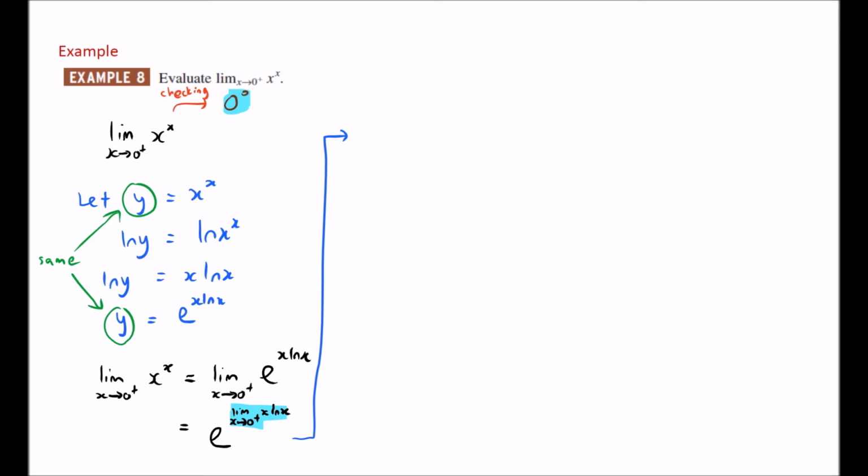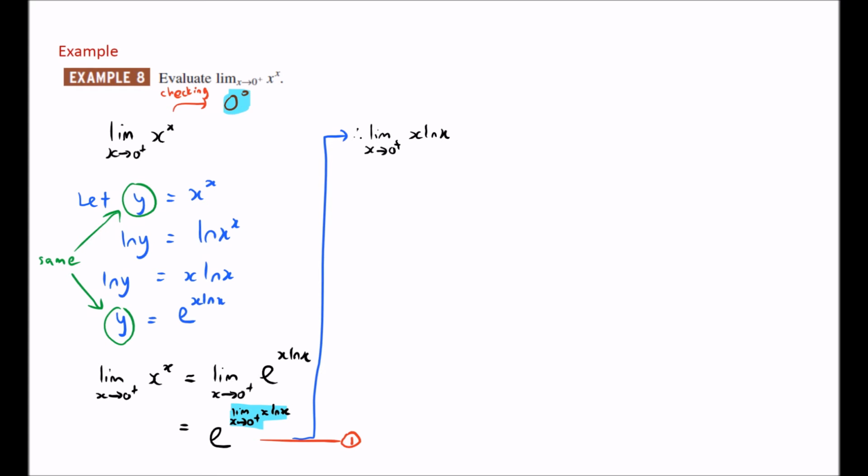So here we just need to find the limit of x ln x, correct? Before that, we can say this is equation 1. After you find the limit of x ln x, then you sub back into equation 1.